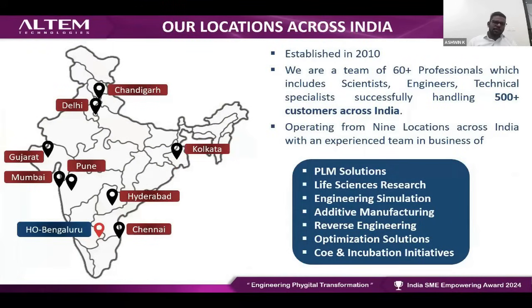As you can see on the screen, we are located in 9 different locations across India. Our head office is in Bangalore, and we have operational offices in Chennai, Hyderabad, Pune, Mumbai, Gujarat, Delhi, Chandigarh, and Kolkata. We have more than 60 professionals, and we support more than 500 customers across India. We provide solutions in PLM, life sciences, engineering simulations, additive manufacturing, reverse engineering, optimization solutions, and also incubation initiatives. This is a brief introduction about Altem Technologies.